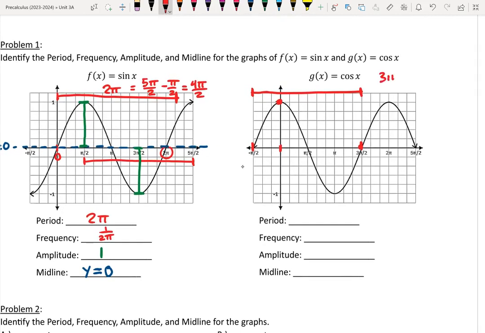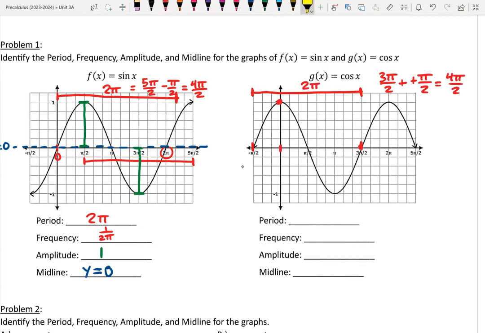So 3 pi over 2 minus negative pi over 2, which would become adding. What is 3 pi over 2 plus pi over 2? 4 pi over 2, which reduces to 2 pi. So that's a distance of 2 pi.